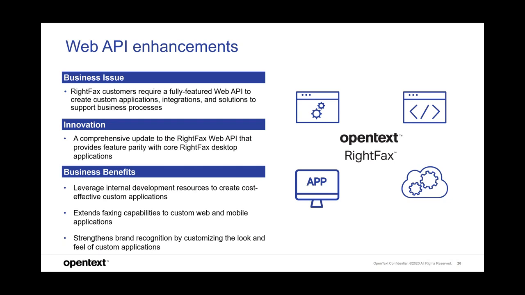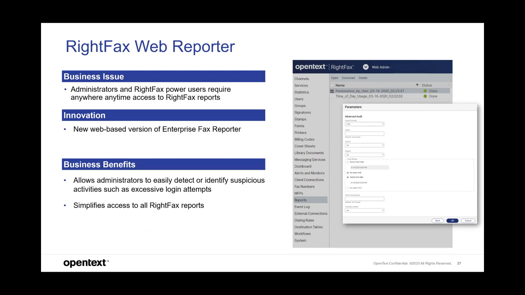So next slide is a little bit about Web Reporter, and this is just the capability to run all of the reports that you used to be able to do with Enterprise Fax Reporter, which was essentially a Windows-based tool. You now have the capability to do that within our web-based tools. So it allows administrators to easily detect any sort of thing that they want to report on. All of our, let's call it 65 reports that are available in RightFax are also available via the Web Reporter tool. And ultimately, we think this is going to simplify access and accessibility to reporting capabilities in RightFax.